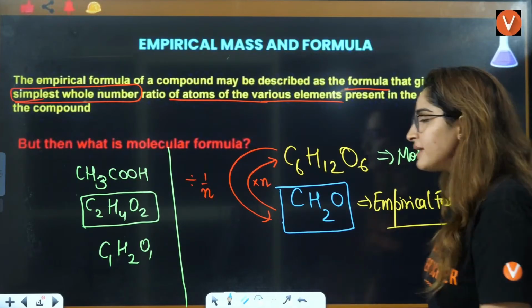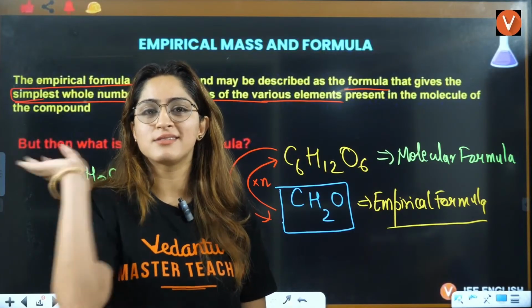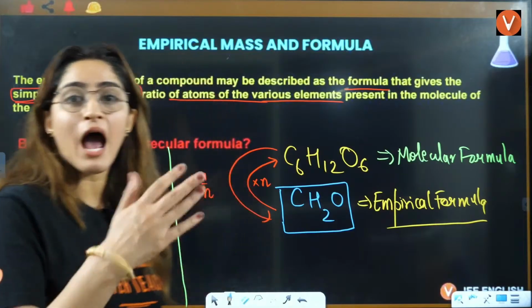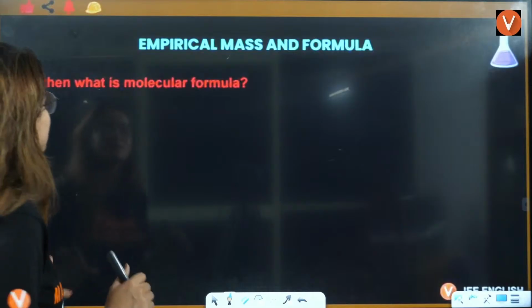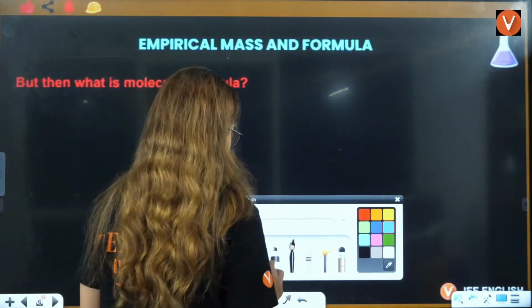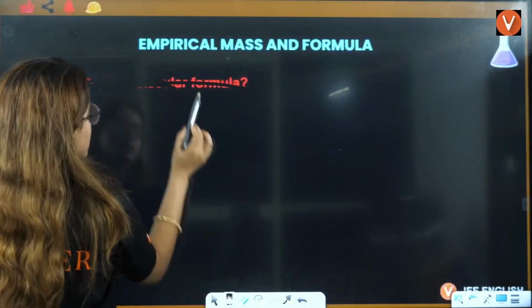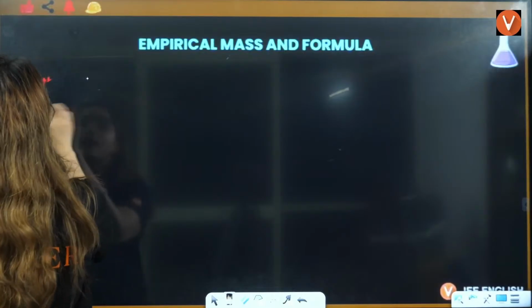So that means we can't just say the empirical formula is this and let's calculate the molecular formula. No, right? You have to make a proper distinction, and let's understand that thing.